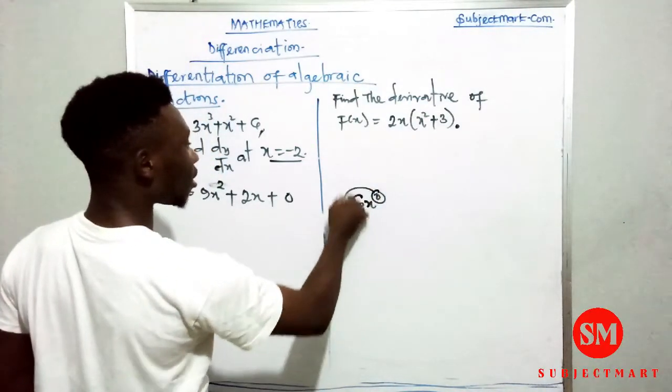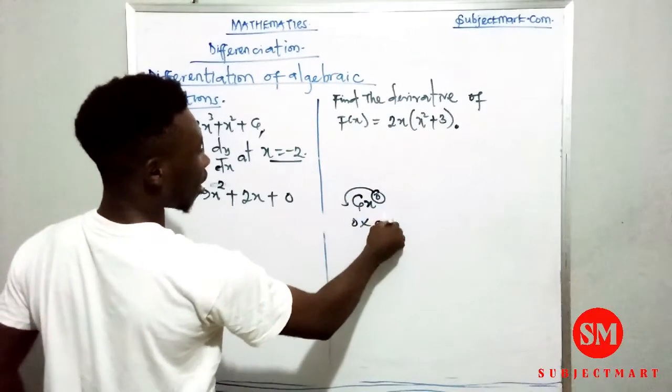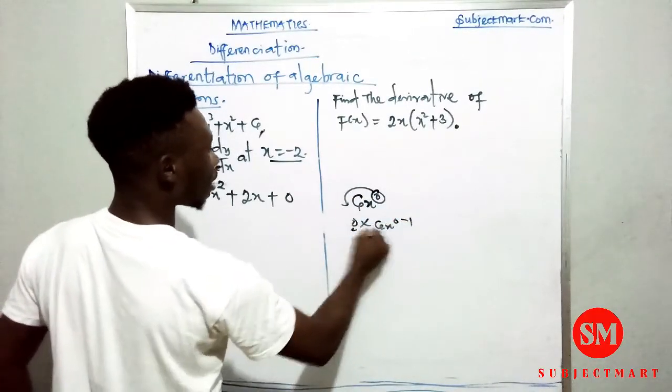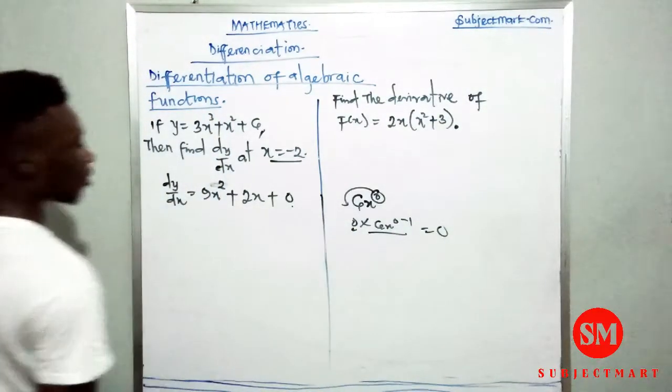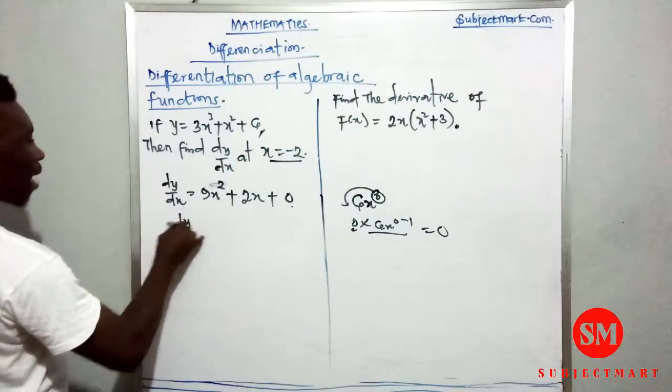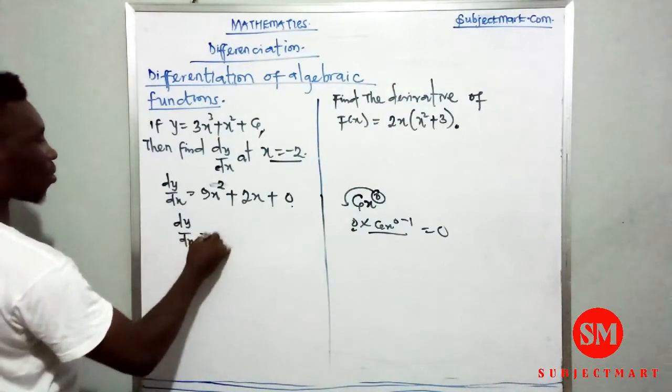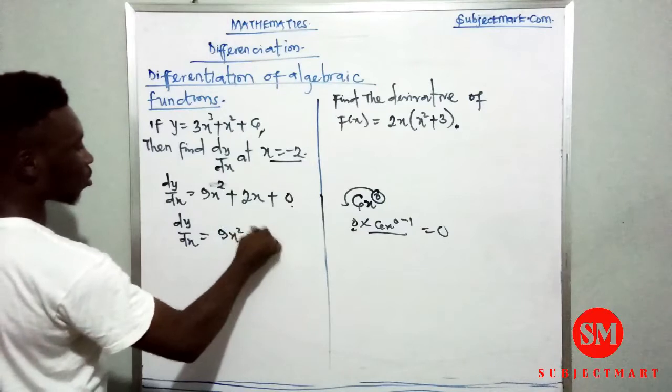So differentiate this guy. This is 0 times 6x raised to the power 0 minus 1. So 0 times any number here will give us 0. That is why whenever you differentiate a constant, you get 0. So here, dy/dx is equal to 9x squared plus 2x.